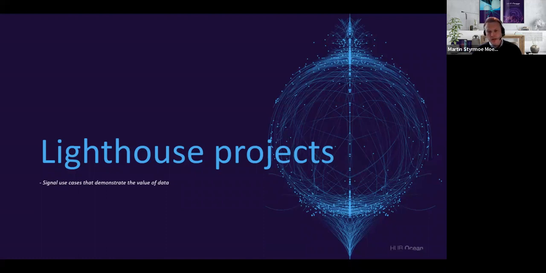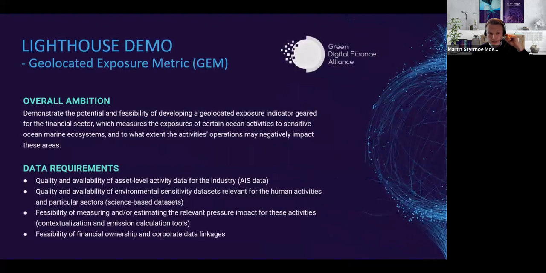So if you go to the next slide, we have something that we have started with the Green Digital Finance Alliance, and we're looking particularly into a geolocated exposure matrix for the shipping industry. It's all about demonstrating the potential and feasibility of a geolocated exposure indicator that can measure negative ocean activity. This is related to shipping activity and fishing activity to start. And for this demo, trying to prove the concept, we have bundled in AIS data, so shipping data and vessel history, and tied that to science-based data sets on marine sensitive areas to try to measure the negative impact. If you go to the next slide, please.